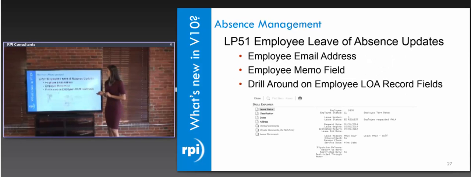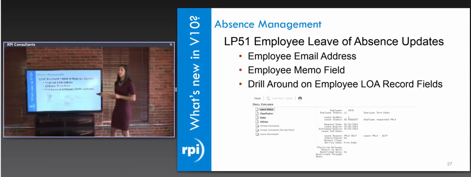On the LP51, there's a couple of employee leave of absence updates. First of all, there's a new field for employee email address. So if the employee has a new or different email address than what exists on the HR11 that they're going to be using while they're on leave, you can go ahead and put that information in there. So if you still need to contact them, still need to send them information or emails while they're out, you'll still be able to reach them.